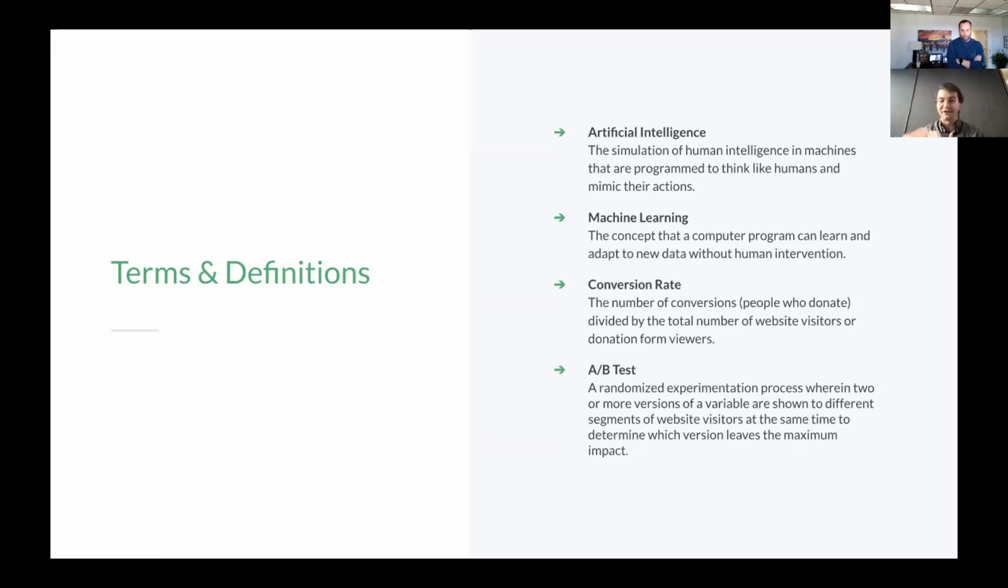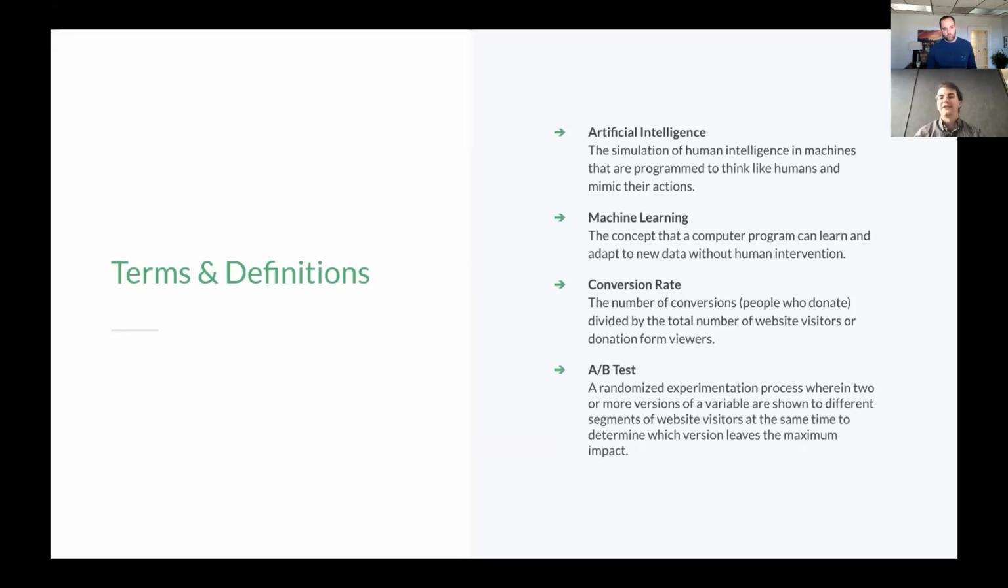What is machine learning? Very often gets confused that they're very similar and they work alongside each other a lot, but they are different things. And machine learning is just that a computer program can learn and adapt to new data. If you've taught it something on one data set and you show it another data set, it can learn and use that new data set.